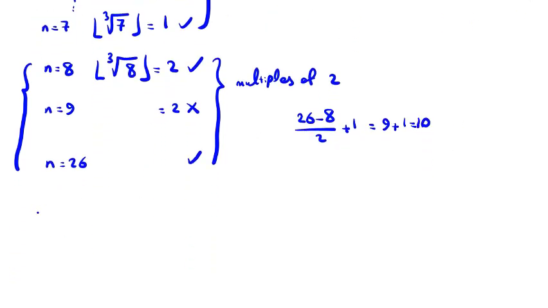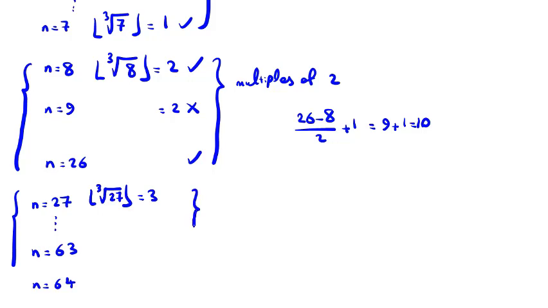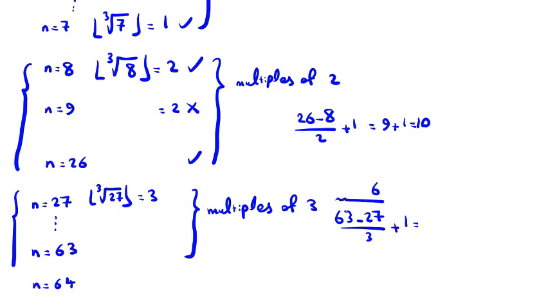9 plus 1, 10. You say n equals 27, it is 3, until n = 63, because after n = 64, the cube root of that will be 4. So the cube root of all of them, for example 27, the floor of that is 3. So here we should calculate multiples of 3. And it will be (63 minus 27) over 3 plus 1. 63 minus 27 is 36, over 3 is 12, plus 1, 13.